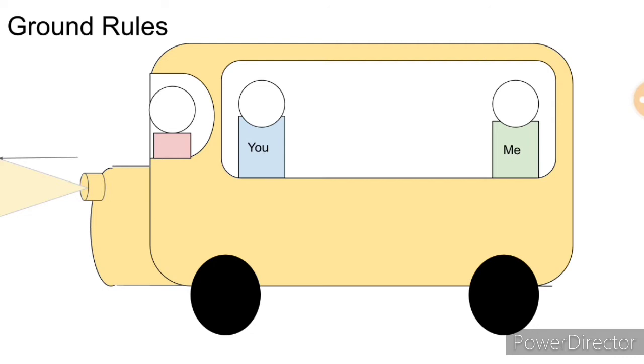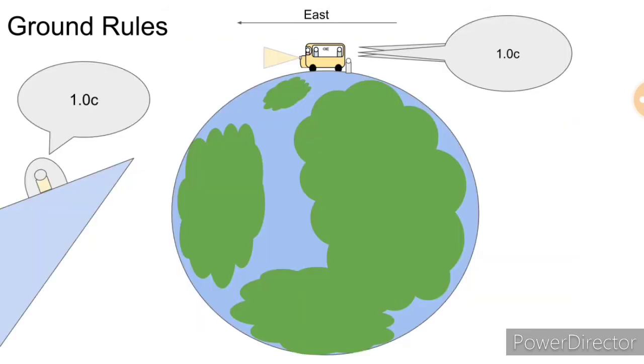What if the bus turned on its headlights? Would the light be going the speed of light plus 50 miles per hour? No. Everyone, no matter their position or trajectory, perceives light to be going exactly the speed of light. With that, we can head to the first most simple explanation.